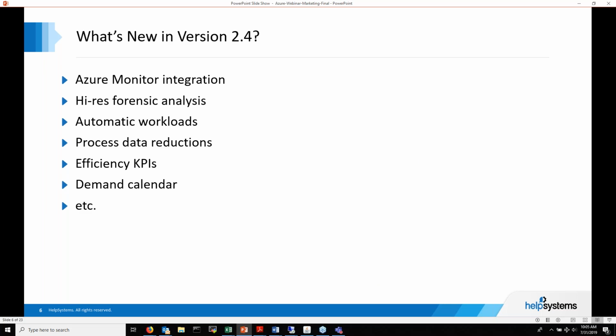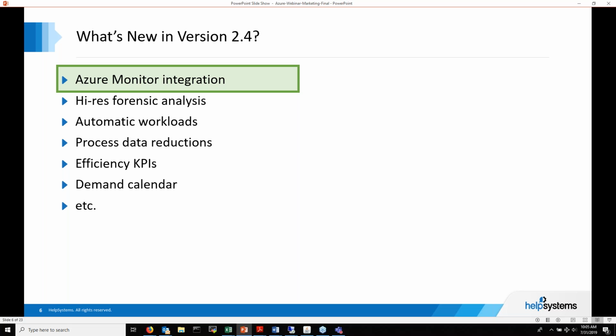So today we're going to talk about what's new in version 2.4, specifically the Azure Monitor integration. I'll wait on that for a moment, but just briefly wanted to touch on some of the other capabilities that we've made available in 2.4. This is our fourth release of Vityl Capacity Management.